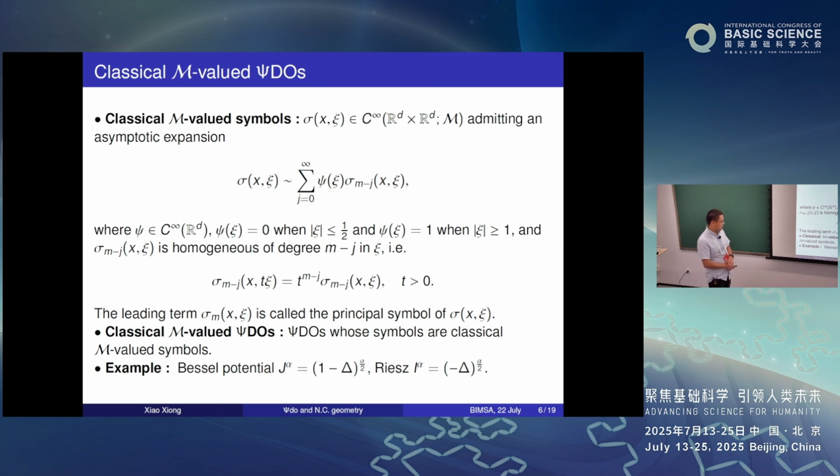So here I have two examples, two very important examples. One is called the Bessel potential, and another is the Riesz potential. Of course, in harmonic analysis, we can understand them as Fourier multipliers, but as I said at the beginning, Fourier multipliers are also a special case of pseudo-differential operators.